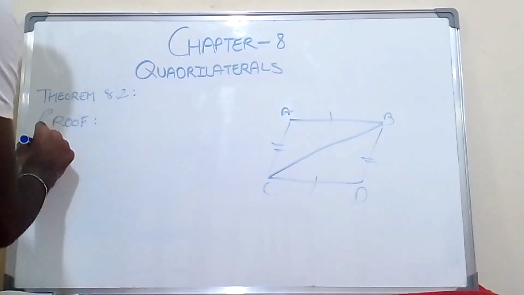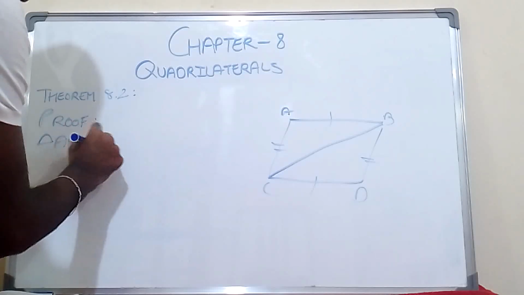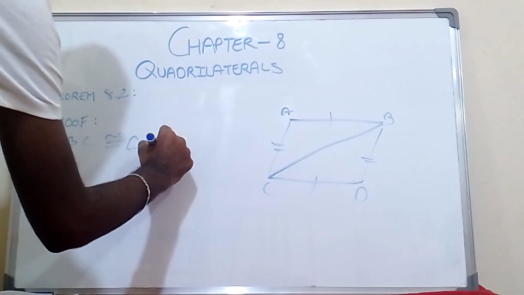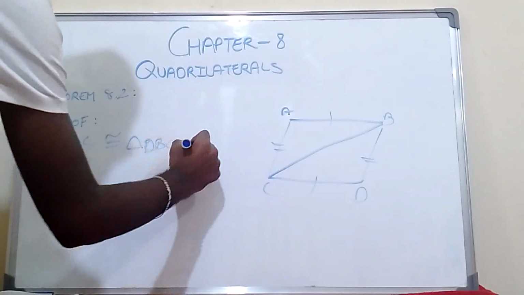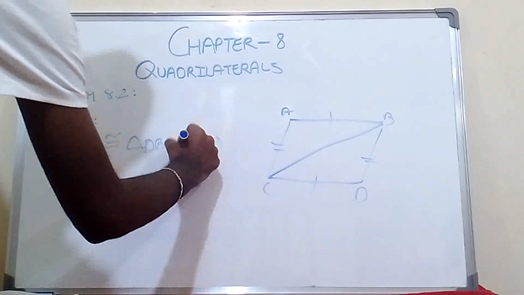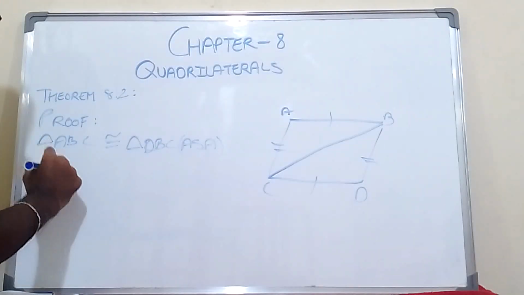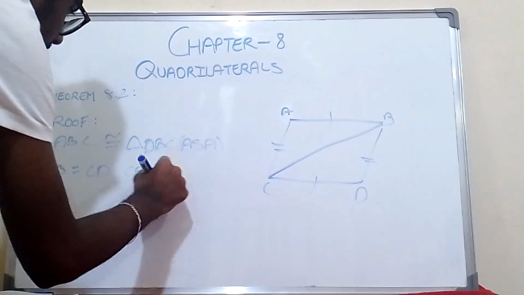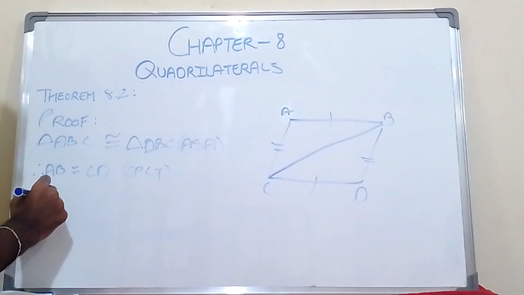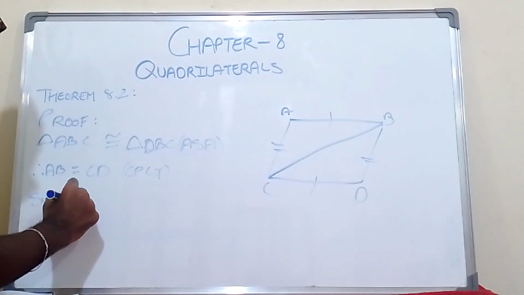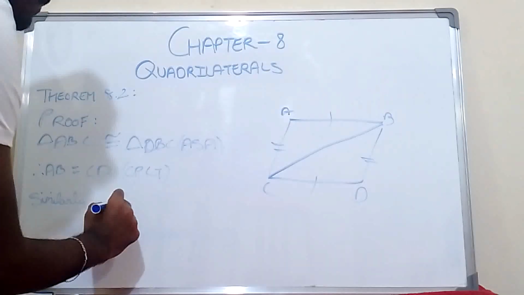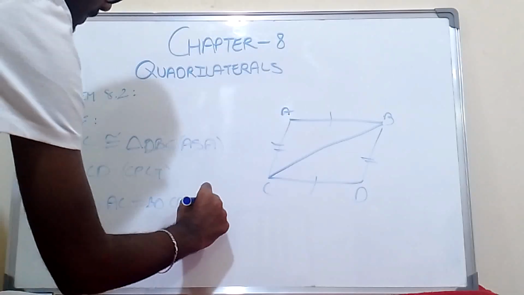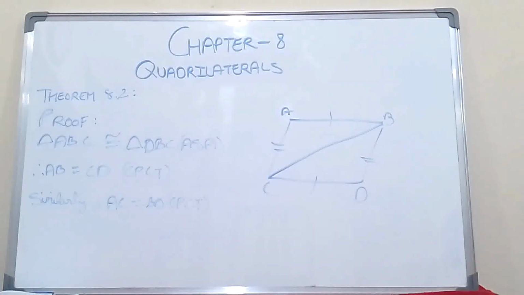Proof. Triangle ABC is congruent to triangle DBC. Oh, sorry, DBC, because of ASA. And then we have, therefore, AB is equal to CD because of CPCT. And similarly, AC is equal to BD due to CPCT. So this is how we prove this theorem.